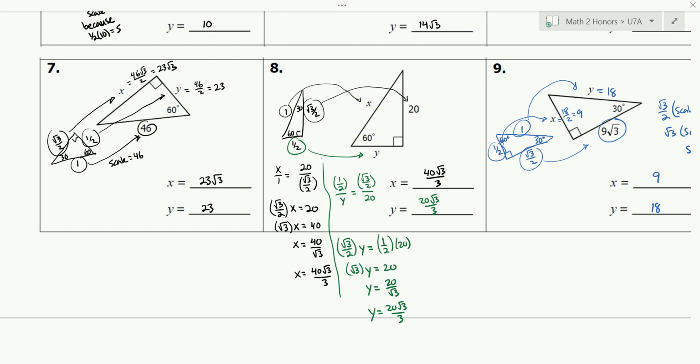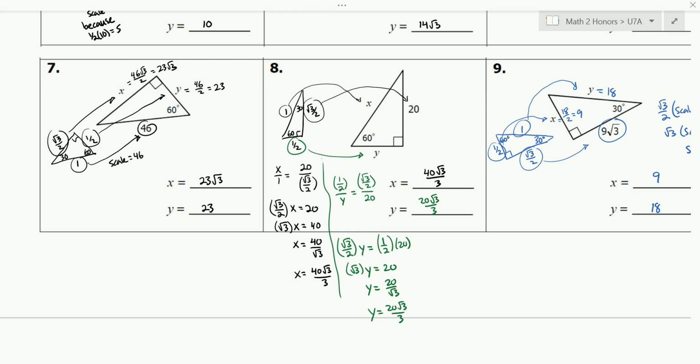In your work, if you're going to use a scale factor, then I need you to state what the scale is, like I am. Whenever I use a scale factor, I write scale is 46, and then I know where things are coming from. Make sure that's your ticket to do that. If you use the other way, then you need a proportion. So that's what I'm doing on 8. I'm setting a proportion. Solving for x, I use the black ink here. Solving for y, I use the green. You get 40 root 3 over 3 and 20 root 3 over 3.